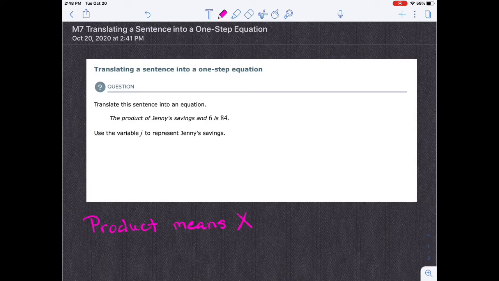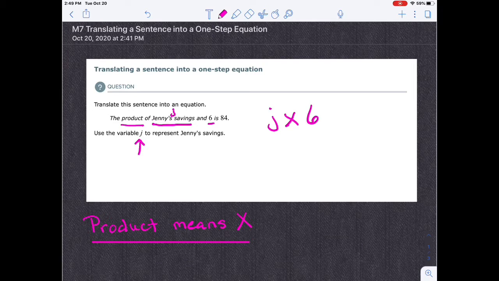So this says the product of Jenny's savings and 6 is 84. So the first word we need to understand is that product means times. So whenever we see that, we know that we're going to be multiplying something. What are we multiplying? We're multiplying Jenny's savings, and it says we're going to use the variable j to represent that. And we're multiplying Jenny's savings and 6. So we're going to do j times 6.